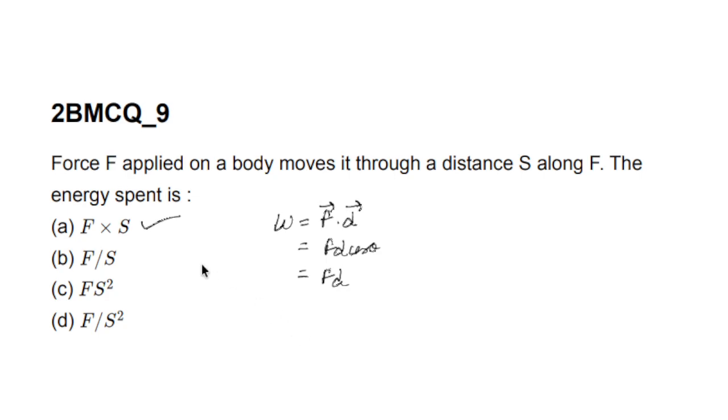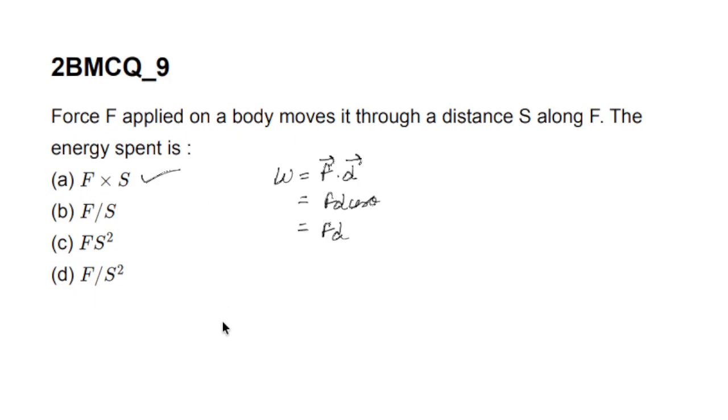Force F applied on a body moves it through a distance S along F, in the same direction. The energy spent is just the multiplication F into S. Our formula is F dot D, or F D cos theta. Cos 0 degrees, because they are in the same direction along F, gives 1, so we get the simple multiplication. So it is option A.